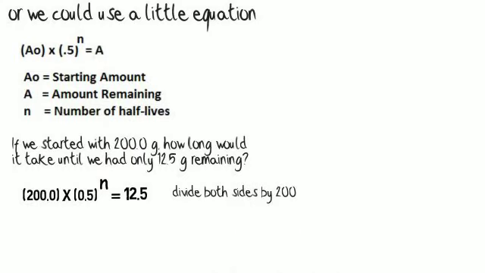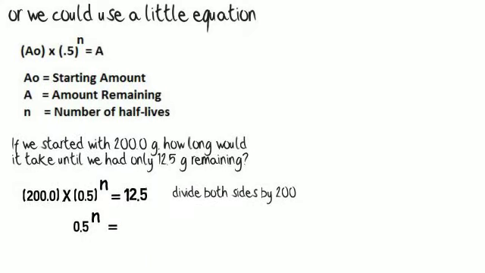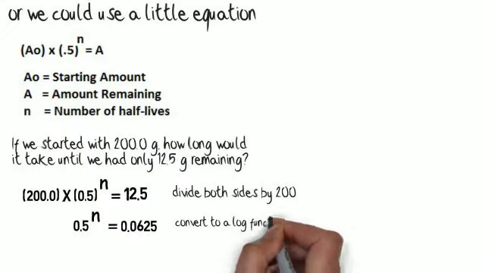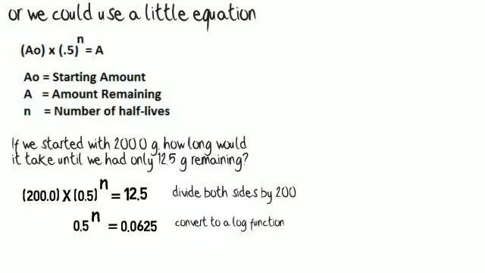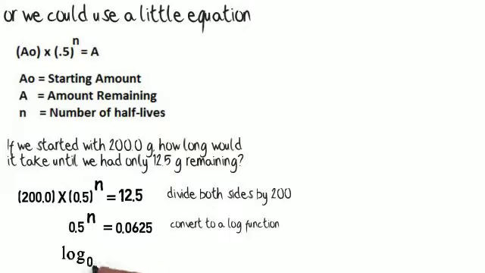So first step, now that we've set up the equation, we're going to divide both sides by 200. And when we divide both sides by 200, we get 0.5 raised to the n power equals 0.0625. 12.5 divided by 200 is 0.0625. So now we have an expression that we can convert to a logarithmic function, or a log function. If you don't understand how to do this, you should look at the log video that I've made, so that you see exactly what we're doing here. Okay, but the log base 0.5 of 0.0625 equals n is our logarithmic function.